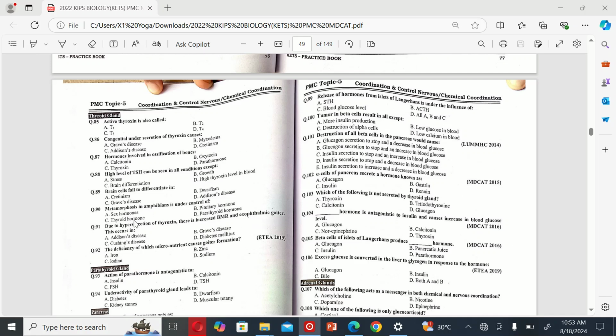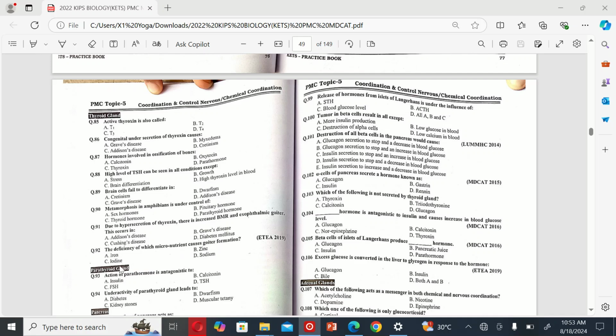The next MCQ is: due to hypersecretion of thyroxine, there is increased BMR and exophthalmic goiter. And this occurs in A. Addison disease, B. Krabs disease, C. Cushing disease, and D. Diabetes. So the correct option is B. Krabs disease.